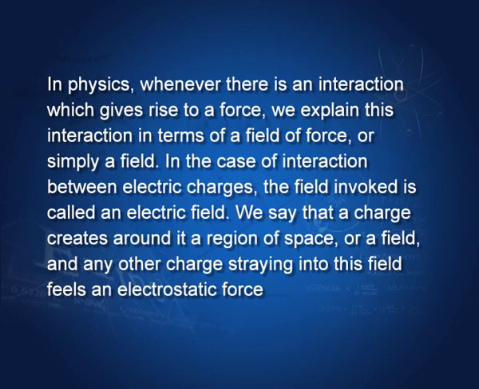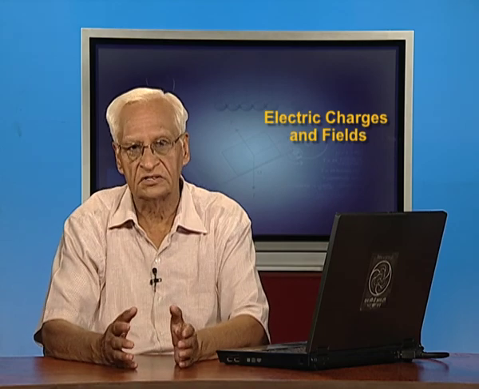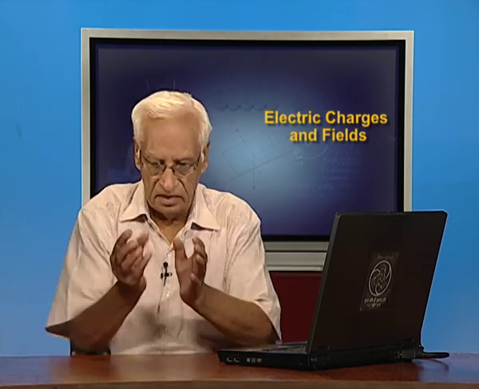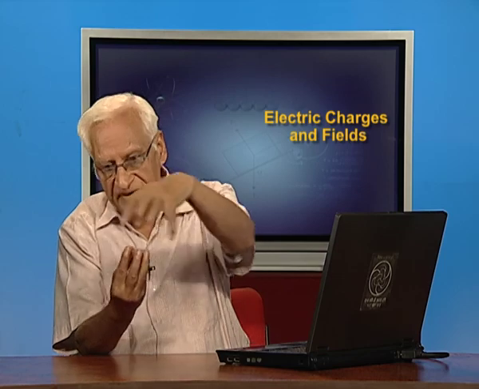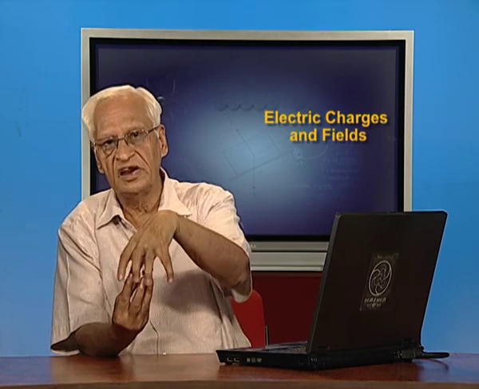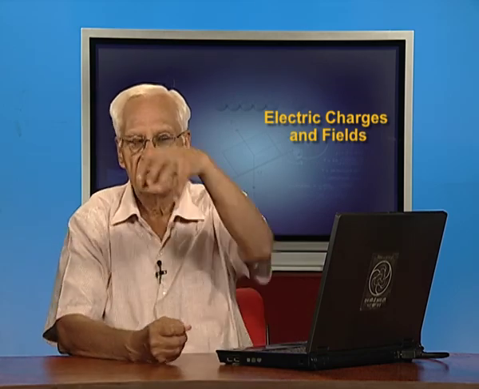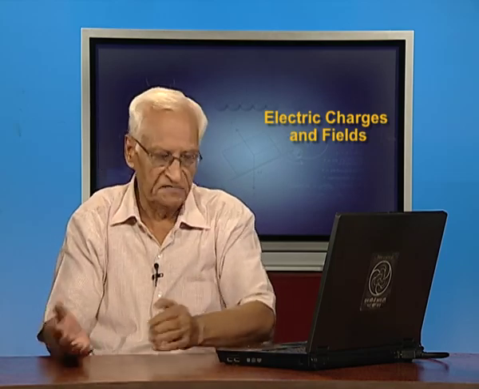In physics, whenever there is an interaction which gives rise to a force, we explain this interaction in terms of a field. In the case of interaction between electric charges, the field invoked is called the electric field. We say that a charge creates around it a region of space or a field and any other charges which stray into this feel electrostatic forces. So, if we have a charge, it creates around it a space called a field, and if any other charge enters this space, it gets affected.